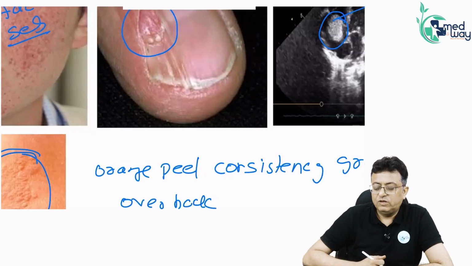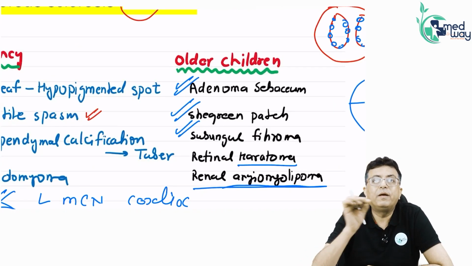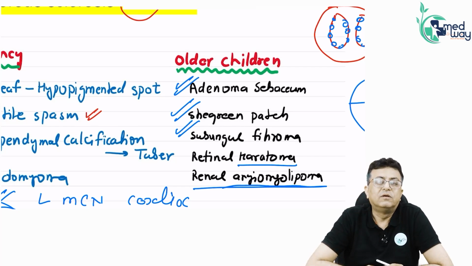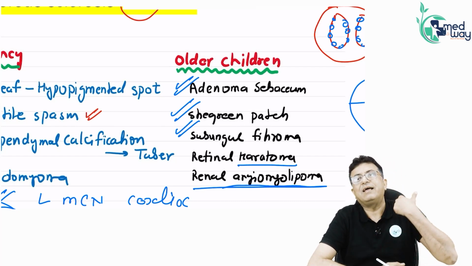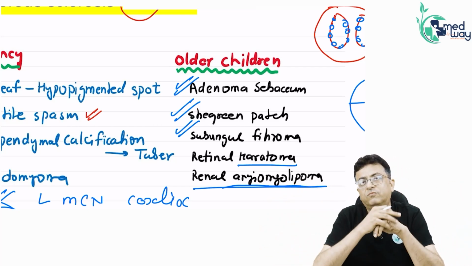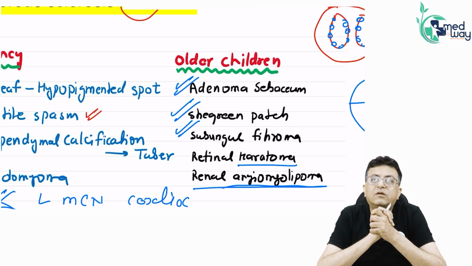Tuberous sclerosis features occur in infancy and older children. Infancy: hypopigmented spot, ash leaf shaped, epileptic spasm. So when I joined my MD, my senior taught me, when you take the history of seizure, just examine the skin for hypopigmented patch. If there, you are dealing with a syndrome. Seizure, if hypopigmented spots are there, tuberous sclerosis.